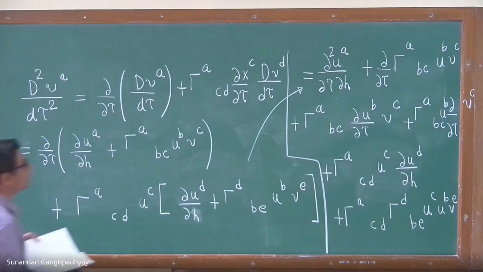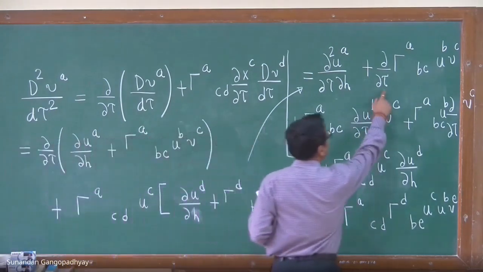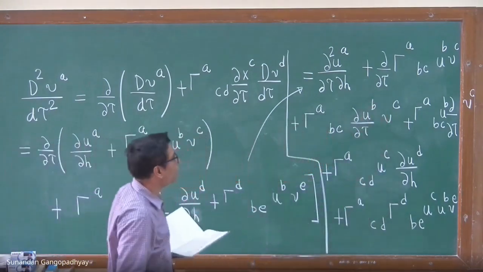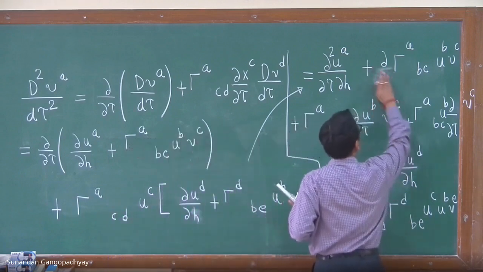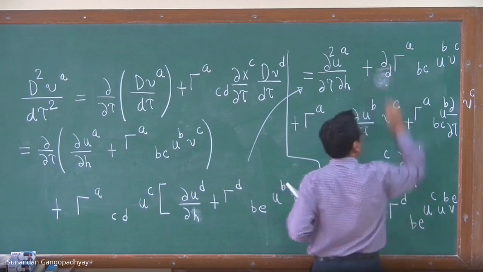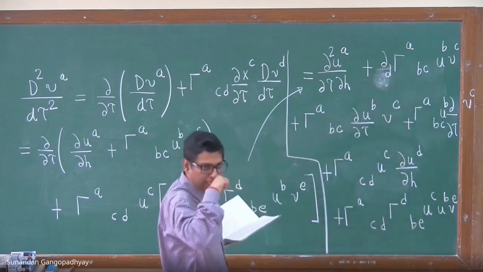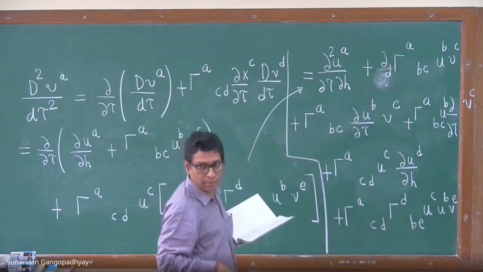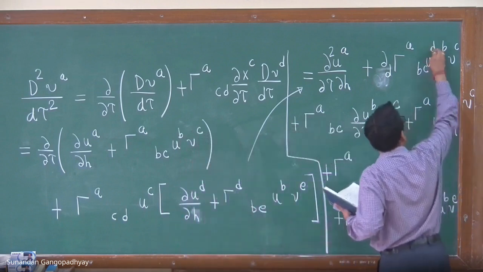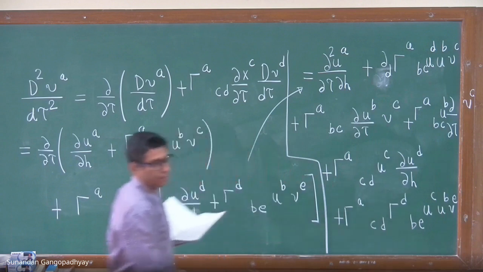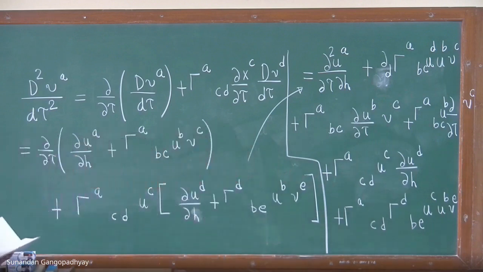Let us concentrate on this term now. So what we shall do here is apply the chain rule. So it will be del xd, del xd del tau. Del xd del tau is nothing but d. We have applied a chain rule for the second term.